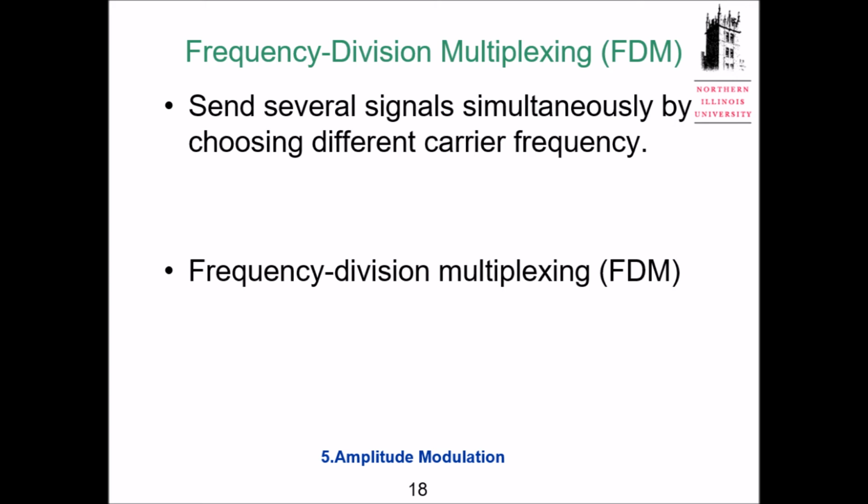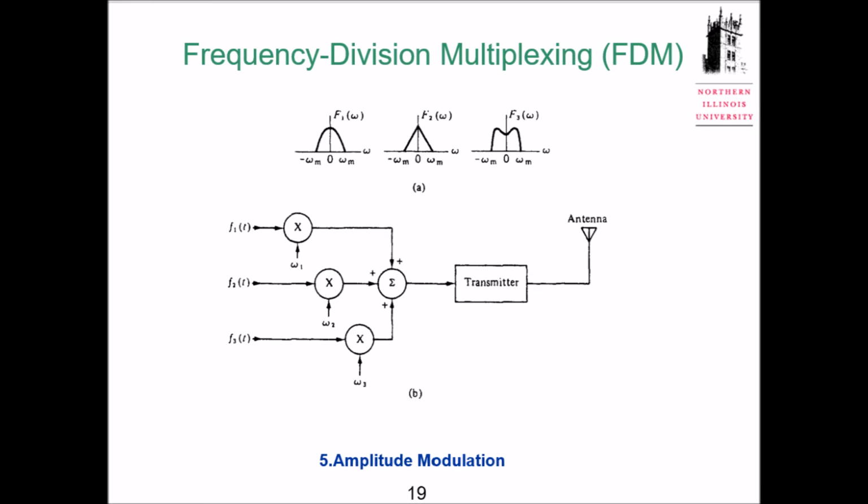This is a very simple block diagram showing how we do it. We have three signals, F1, F2, F3. They have different shapes in the spectrum. Each signal will mix with a specific carrier: omega 1 for F1, omega 2 for F2, omega 3 for F3. If I choose omega 1, 2, 3 very carefully, add them together and transmit, I want to make sure there's no overlap.